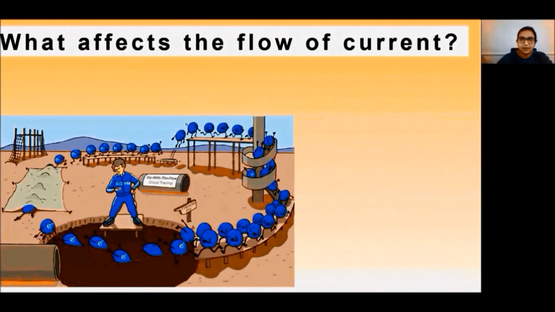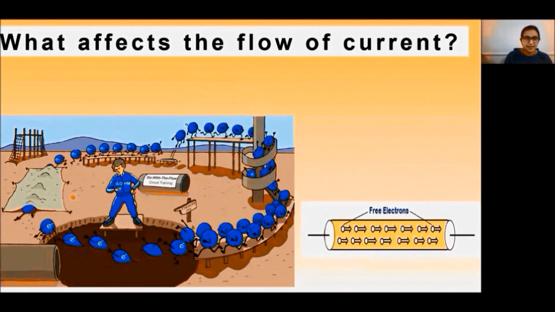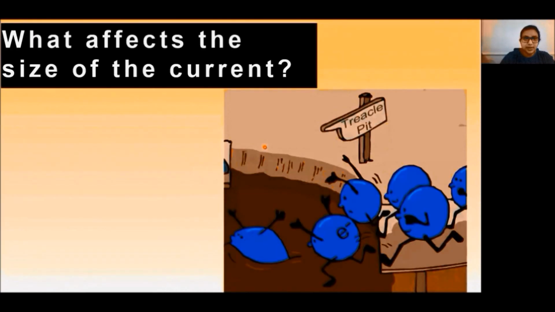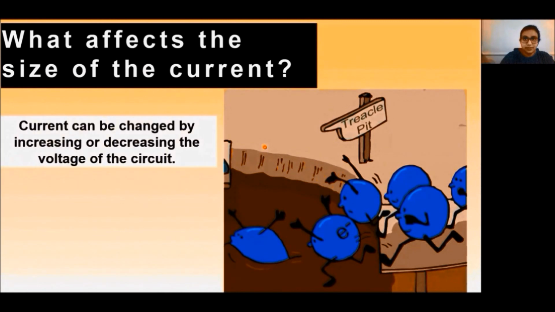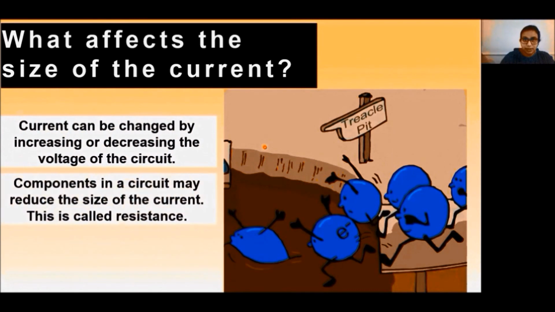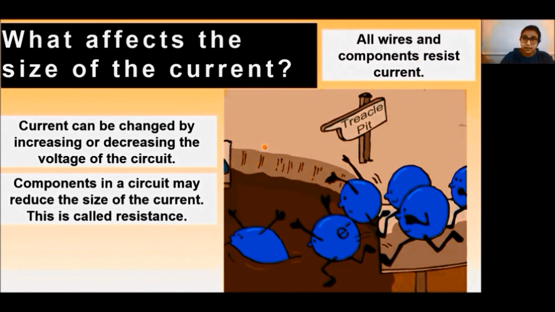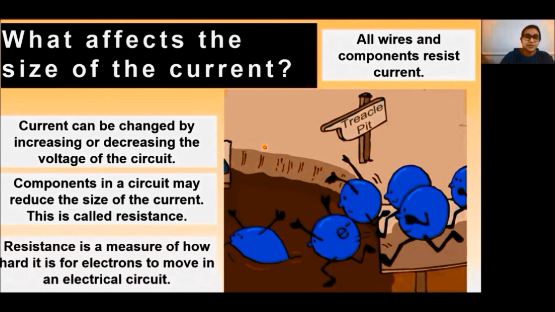What affects the flow of current? How do different components in a circuit affect the flow of current? Current flowing in a circuit is different for different components. Why do they differ? Because certain components offer easy paths for the flow of current, while others resist the flow of current. So what affects the size of the current? Current can be varied by increasing or decreasing the voltage of the circuit. Components in a circuit may reduce the size of the current. This is called resistance. All wires and components resist current. Resistance is a measure of how hard it is for electrons to move in an electrical circuit.